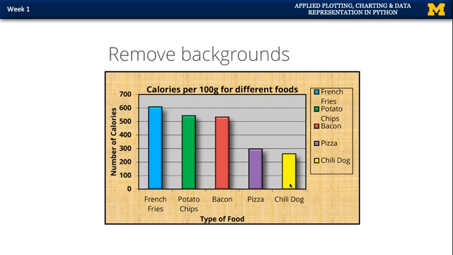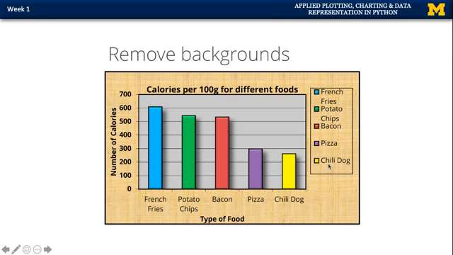For example, here is one case study. We have this figure, and we try to understand how to make it easy to understand. If you look at the data, there is multiple redundant information. For example, the number of calories is here, and then calories per 100 grams for different foods. And then we have the type of foods: French fries, potato chips, bacon, pizza, chili dog, and we have these labels here.